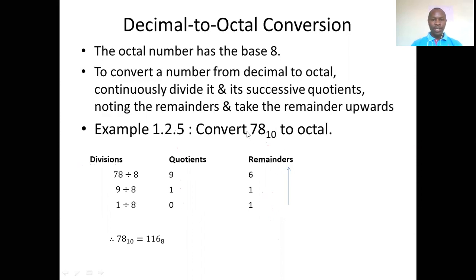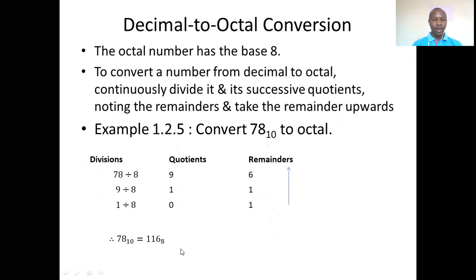For instance, let's suppose we have the number 78, which is to base 10, and we want to convert it to base 8. We divide 78 by 8, we get 9, remainder 6. Next, we divide 9 by 8, we get 1, remainder 1. Next, we divide 1 by 8, we get 0, remainder 1. And we now take our remainders from bottom to top. So that means 78 to the base 10 will be equal to 116 to the base 8.